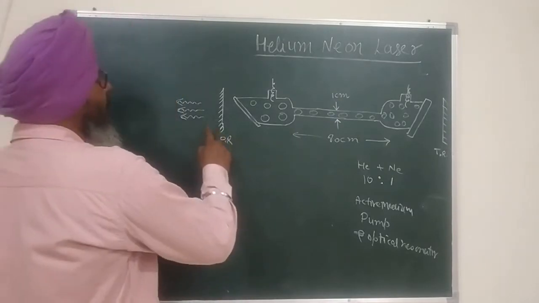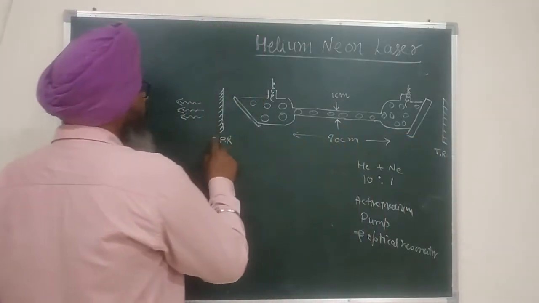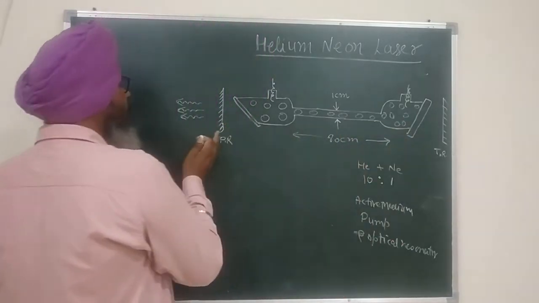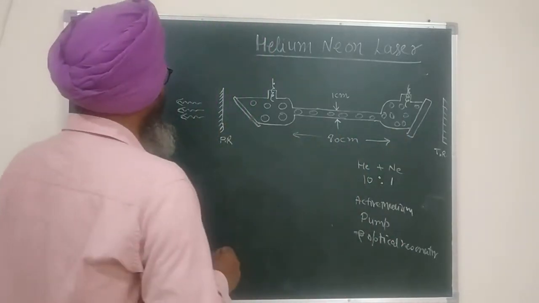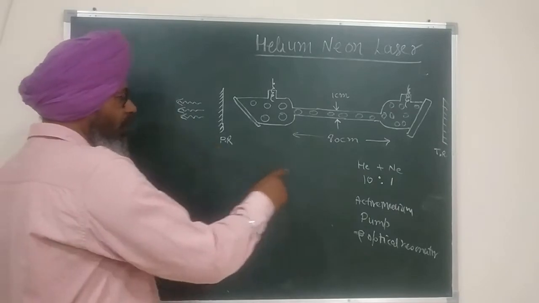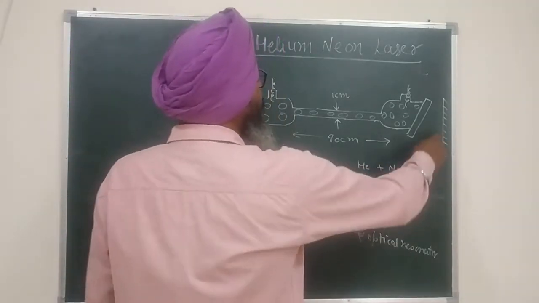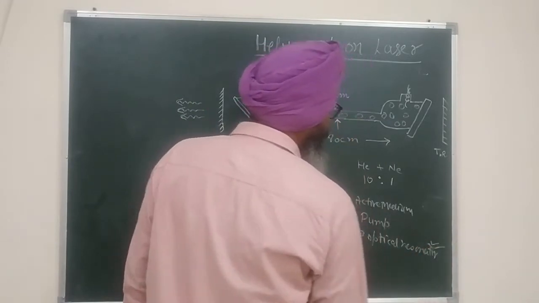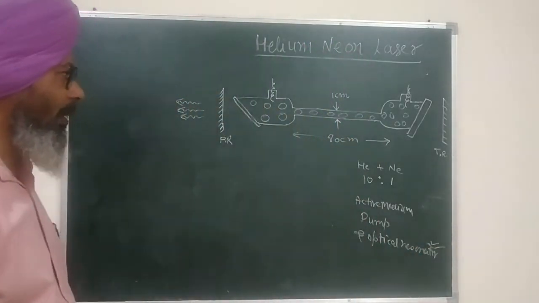You can see these two mirrors, which are plane. Their polished sides are inside and their rough surfaces are outside. One of the mirrors is partially reflecting, and this mirror is totally reflecting. So these two mirrors combined form the optical resonator. So we have now observed the optical resonator in this diagram.